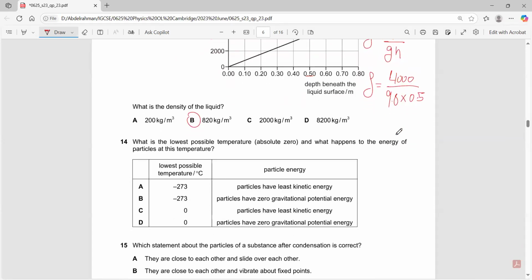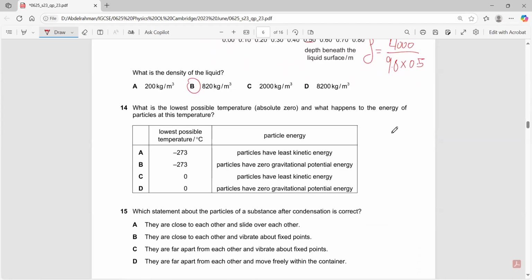Okay. What is the lowest possible temperature? Absolute zero in degrees Celsius. What does this mean? The lowest possible temperature would be negative 273 degrees Celsius. Particles have the least kinetic energy. It doesn't have to do with the gravitation. It has to do with the kinetic energy, the least amount of kinetic energy.